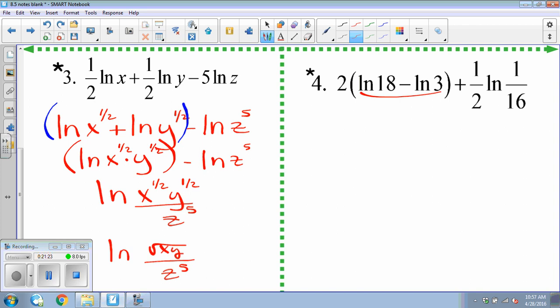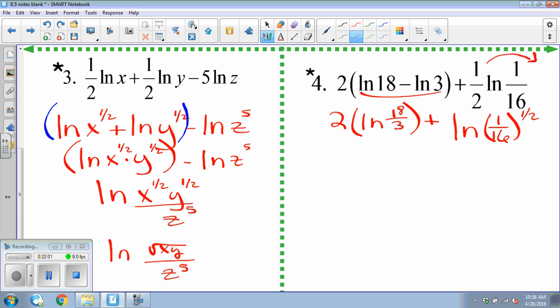You could distribute that 2 and be 2 ln 18 minus 2 ln 3, but you're creating more work for yourself. Because then it would be ln of 18 squared minus ln of 3 squared, and then you just don't do what's in parentheses first. So this is 2 times ln of 18 divided by 3 plus ln of 1 over 16 to the 1/2 power. Right here, I put the exponent back. That's 1/2 times ln of 1 over 16.